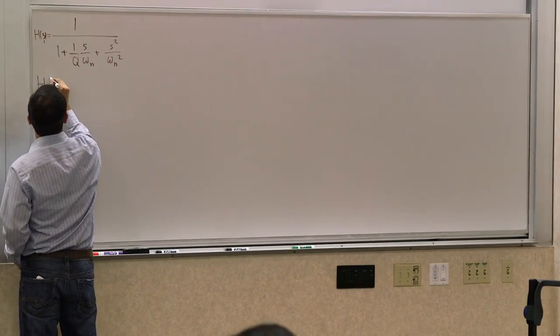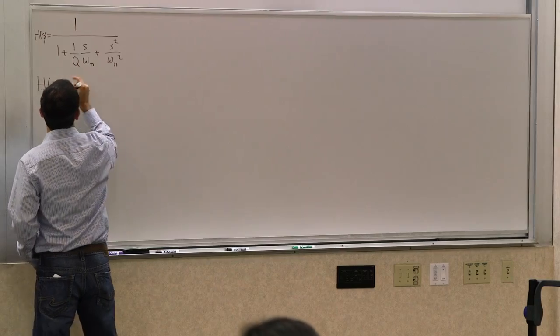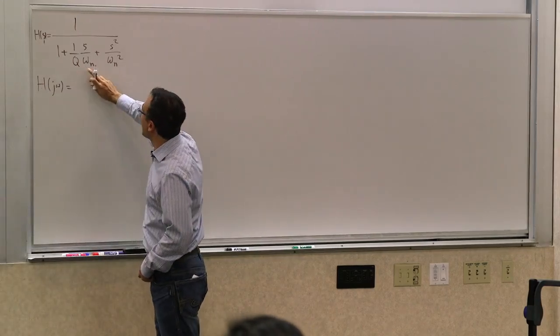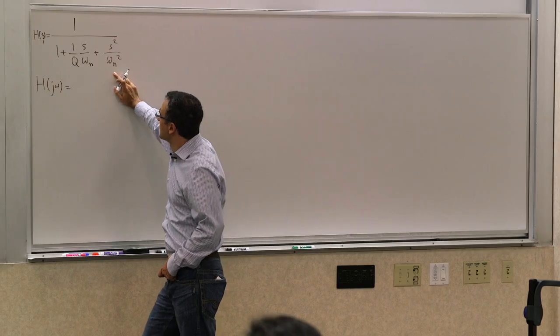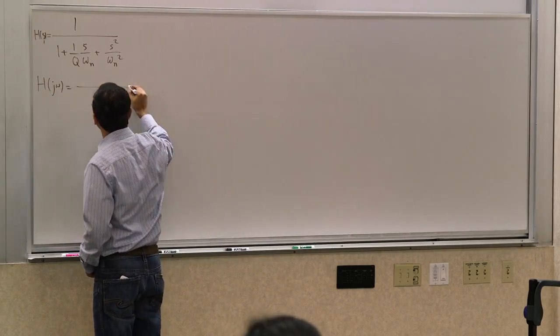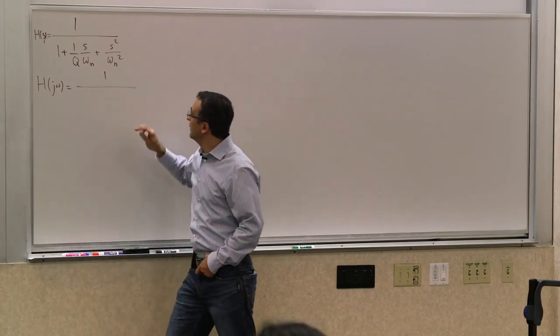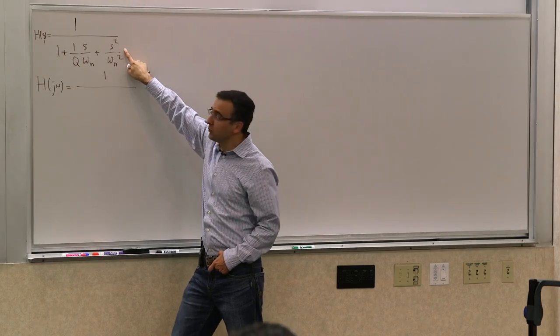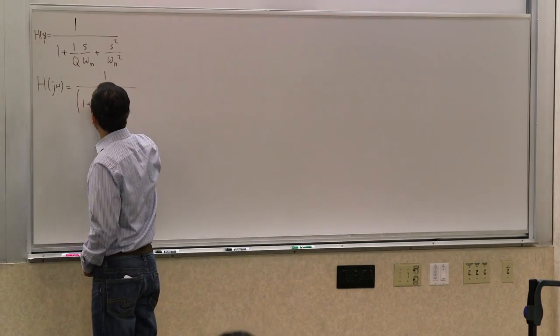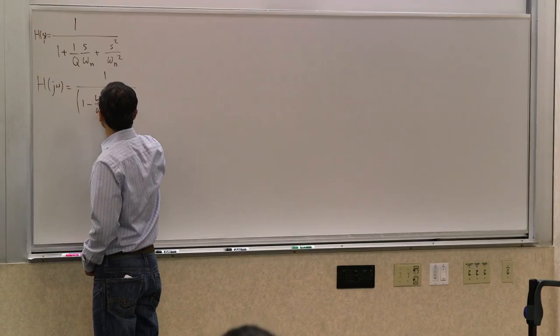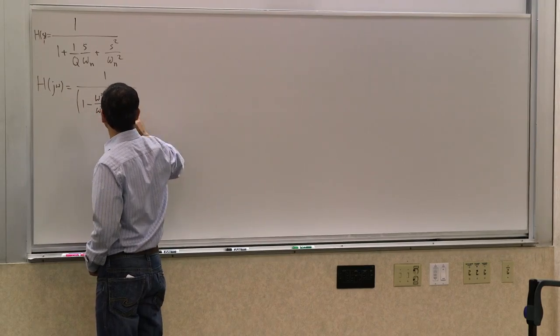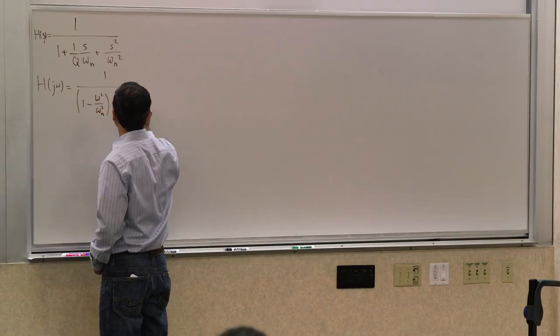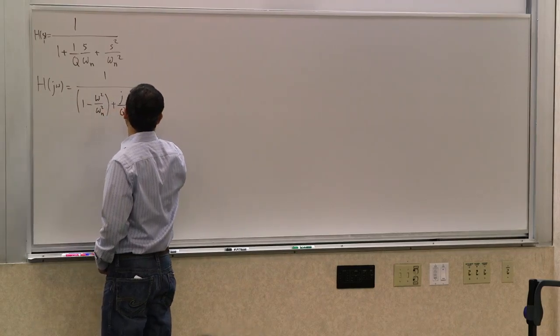And therefore H of j omega would be what if this is H of S? This is the quality factor, and this is the natural frequency. So what is H of j omega? Well, S squared gives you (j omega) squared, and j squared gives you negative 1. So you get a real part that's 1 minus (omega over omega n) squared, plus j over Q times omega over omega n.